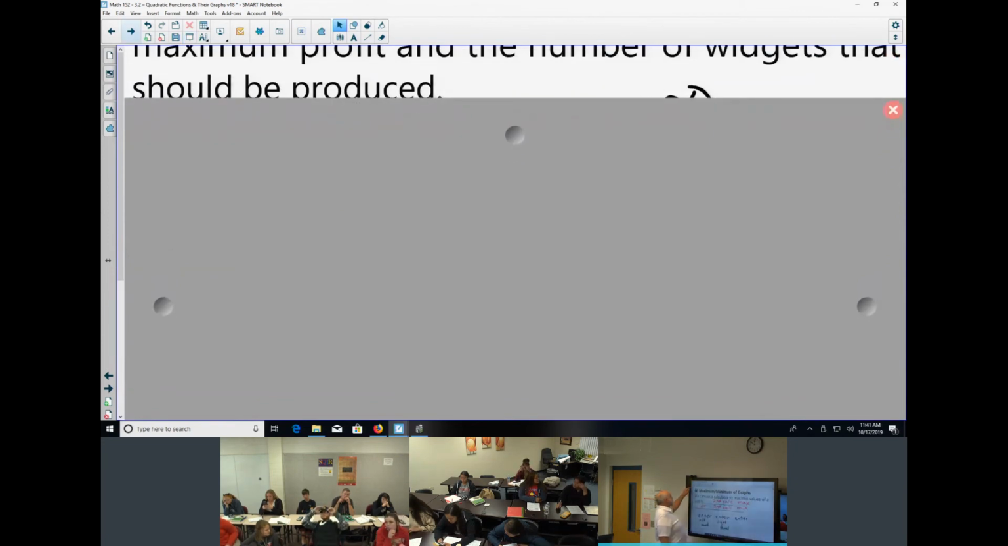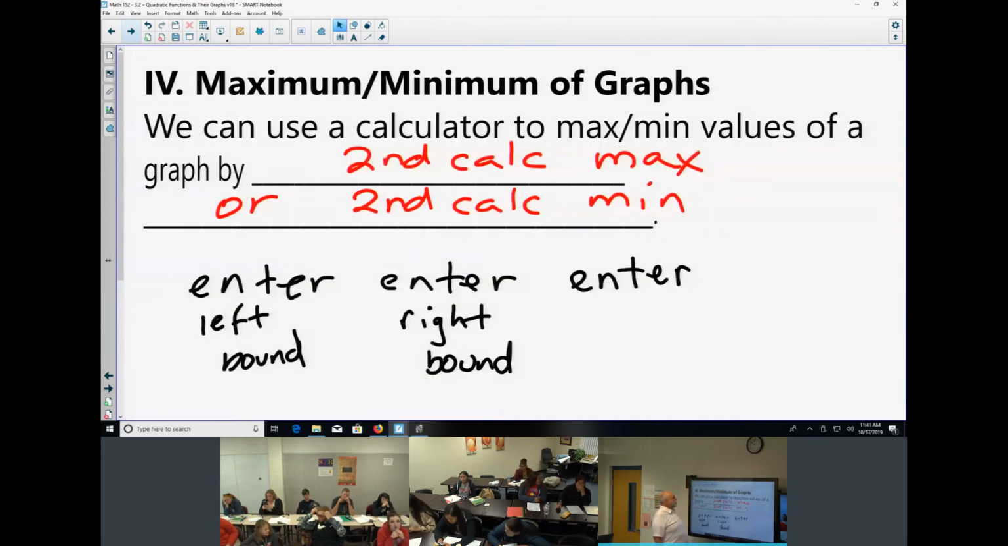All right. Okay, maximums and minimums of graphs. So we can use a calculator to find max and min values of the graph. You either use second calc max or second calc minimum. When you see left bound, you've got to go to the left of that max or min.